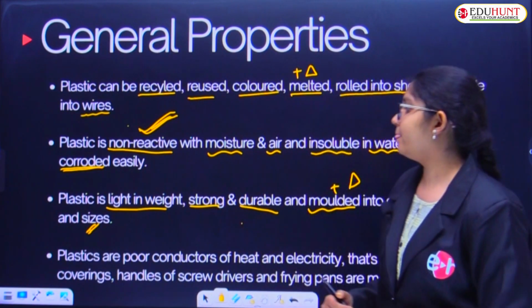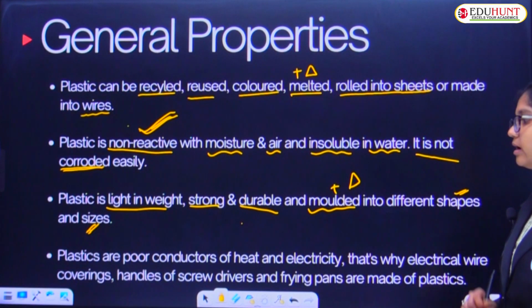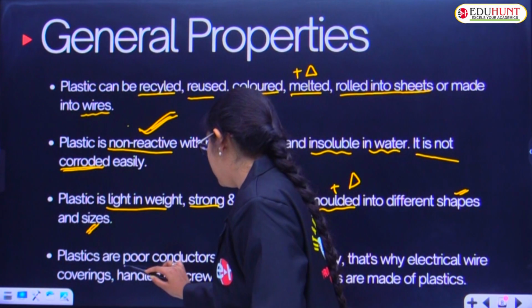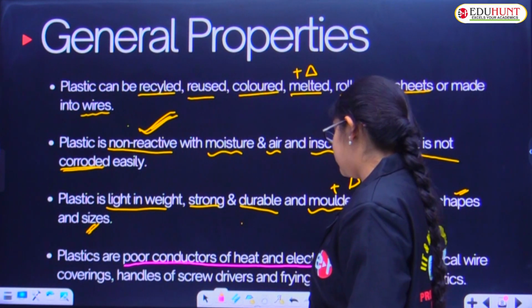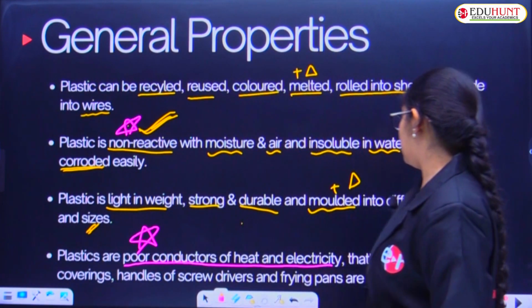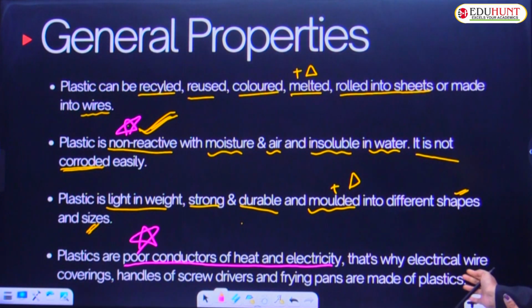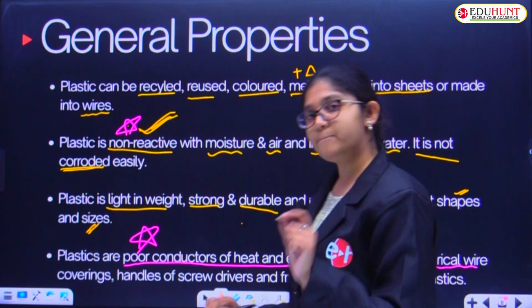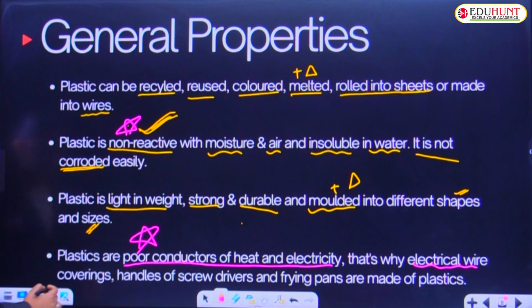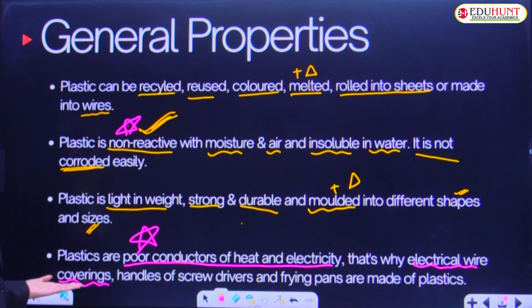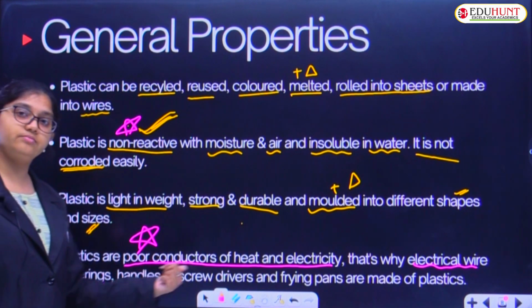Now the fourth point: plastics are poor conductors of heat and electricity. Important point, children. Plastics do not react, and plastics are poor conductors of heat and electricity. That's why electrical wire coverings are there, no? If you see the outside, electrical wire coverings, the coatings of the outer layer of the wire, are mainly plastic because they will not react and they are not good conductors.